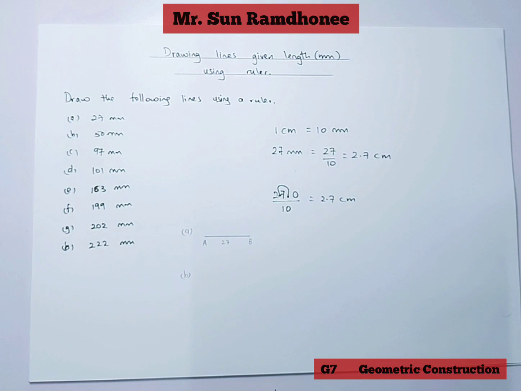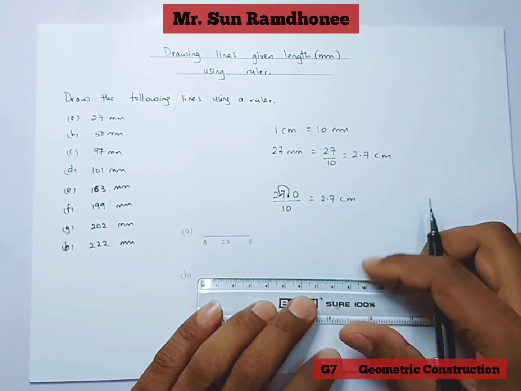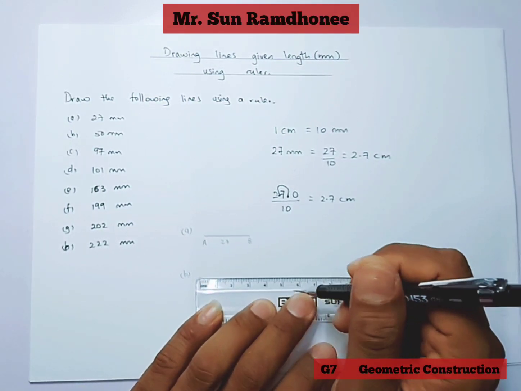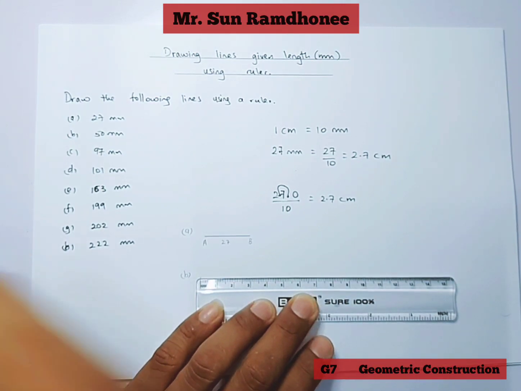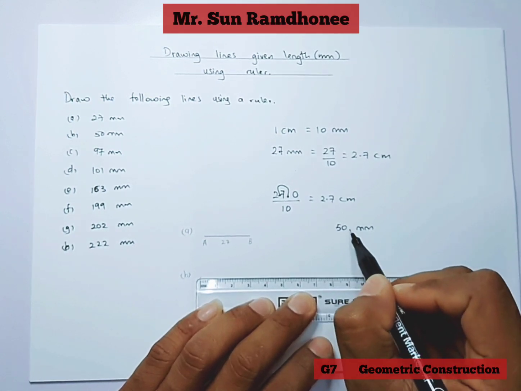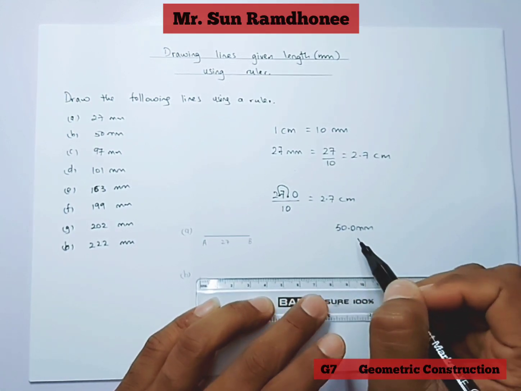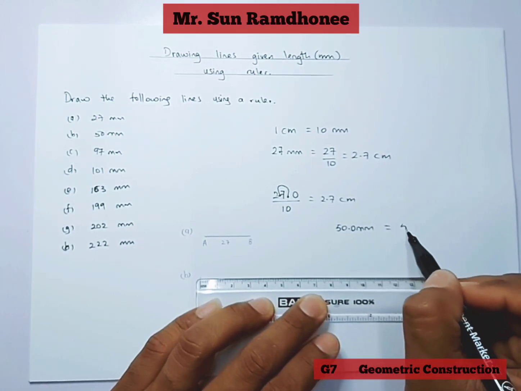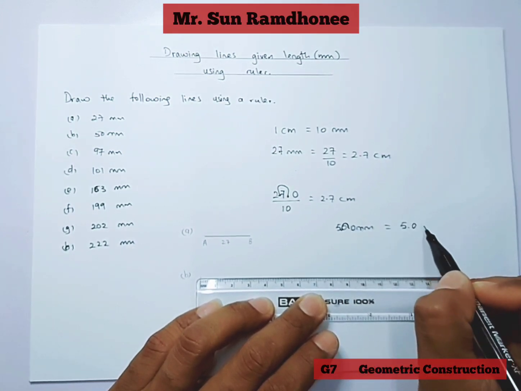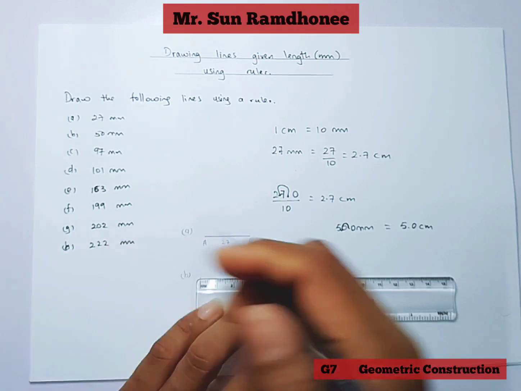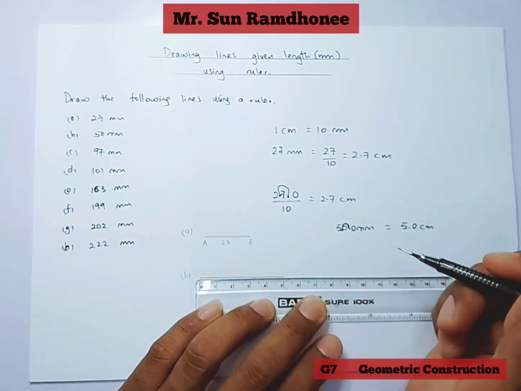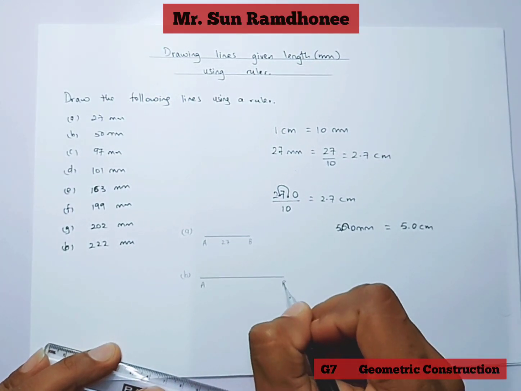Now we are going to look at B. So first of all, we are going to put the first dot, and then we have to locate 50. We're going to do the same thing. We have 50 millimeters. We add decimal 0, which is equal to 5 centimeters because we have moved the decimal here, so it will be 5.0 centimeters. So we put a dot at 5 centimeters, and then we can draw the line like this. We label it A and B.